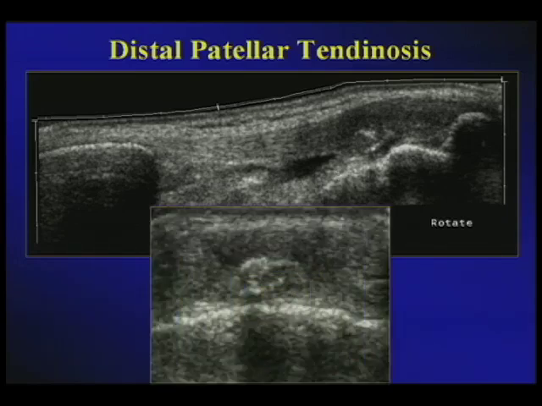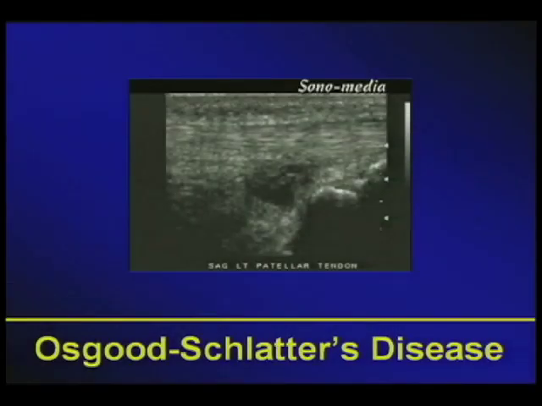On long axis, readily seen, but also on short axis, especially for the fragmented apophyses. We're going to skip that part, okay?